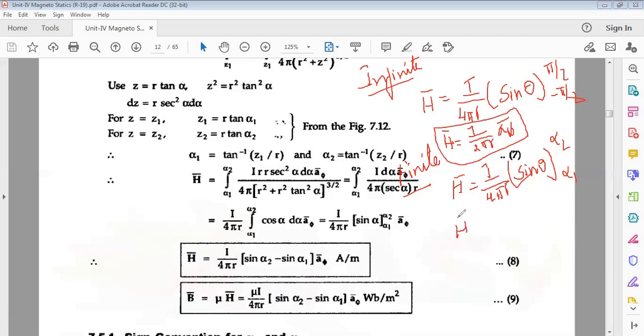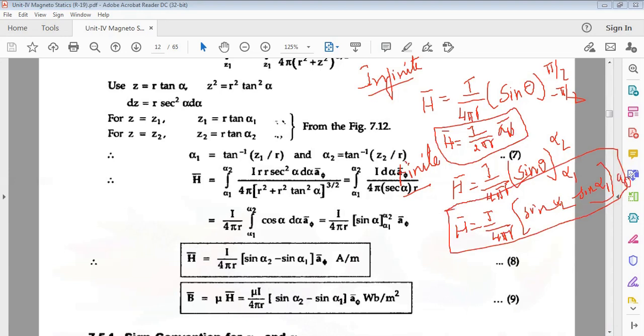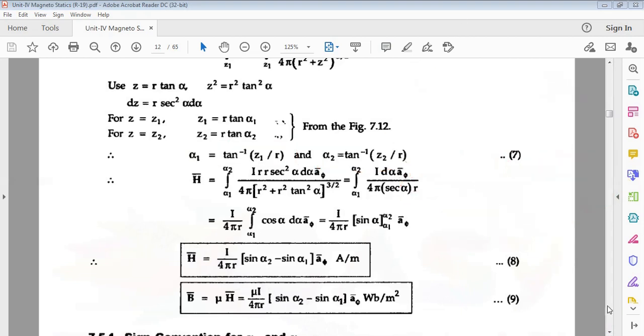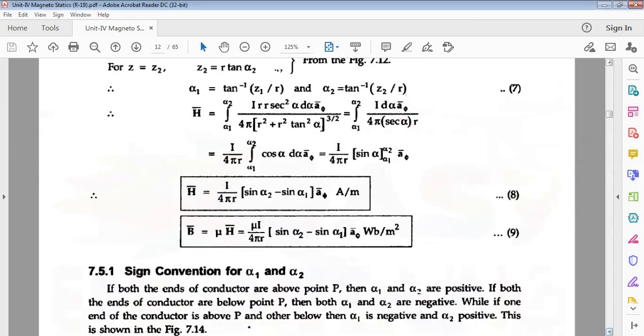That is for the infinite case. Now, in the form of alpha 1 and alpha 2, it becomes I by 4 pi R times sin alpha 2 minus sin alpha 1. H bar is equal to this, also in the a phi direction. What is alpha 1? It's tan inverse Z1 by R, and alpha 2 is tan inverse Z2 by R. Okay. This is H bar due to the finite length.